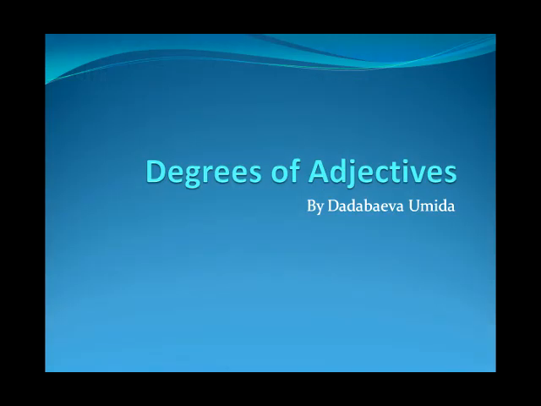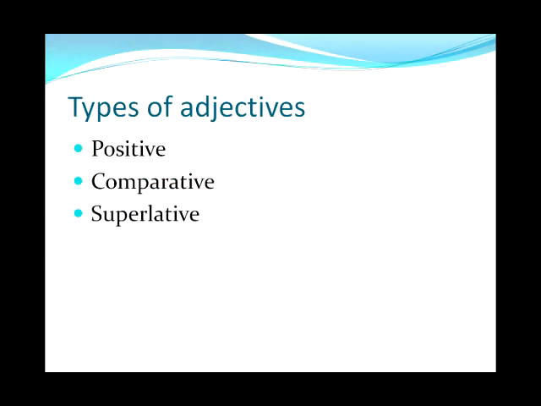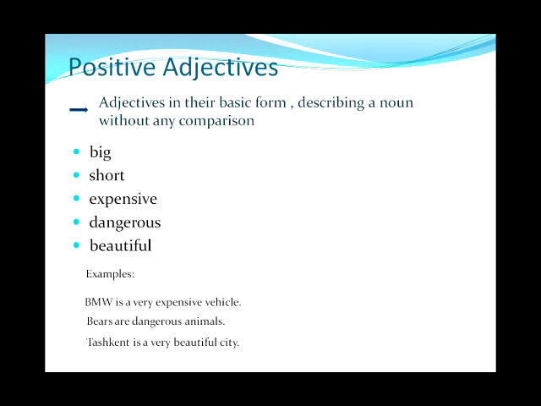Today, we will talk about degrees of adjectives and how to make comparison using them. Well, adjectives are generally divided into 3 types: positive, comparative, and superlative. Now, we will discuss each type separately. First, positive adjectives. Positive adjectives are adjectives in their basic form, just describing a noun without any comparison. The following are in their positive degree.